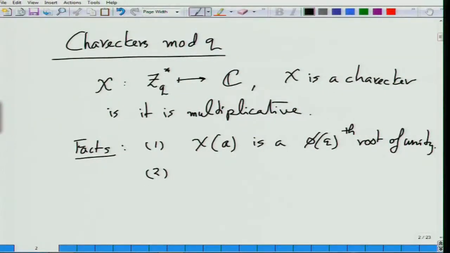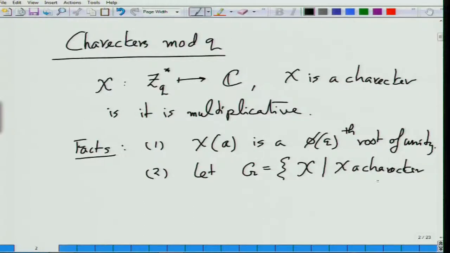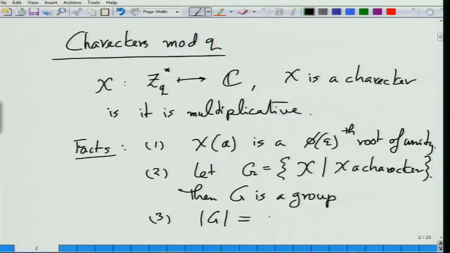Okay. And if you let G be the set of all characters, then G is a group. That is, multiplication of two characters is another character, and it follows simply by the fact that, firstly, the product of two characters is obviously multiplicative, and it again maps Z_q star to complex numbers. More interestingly, the size of G is also phi of q. So, it is a group of the same size as the group on which it operates.